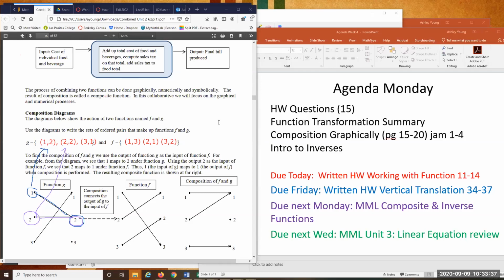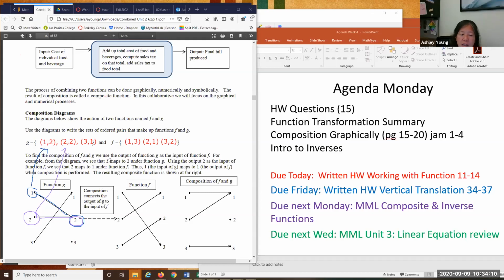To find the composition of f and g, we use the output of function g as the input of function f. For example, from the diagram, we see that 1 maps to 2 under function g. Using the output 2 as the input of function f, we see that 2 maps to 1 under function f. Thus, 1, the input of g, maps to 1, the output of f, when composition is performed. The resulting composite function is shown at far right.